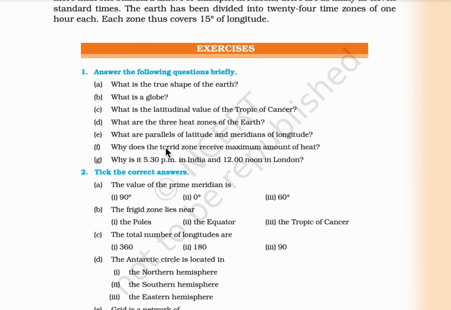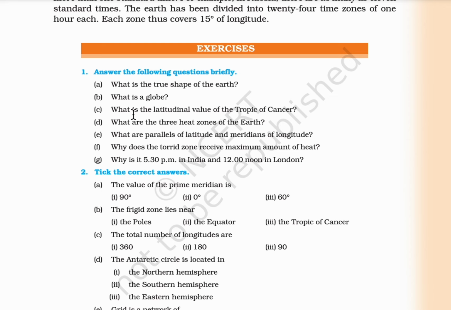Now coming to the exercises. First question is, what is the true shape of earth? The true shape of the earth is geoid. Geoid means earth shape. Next, what is a globe? Globe is the miniature form of the earth.